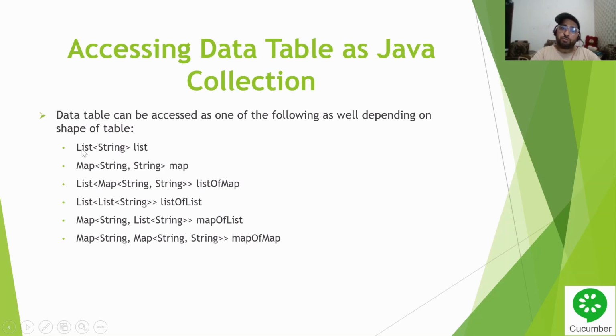So for example, instead of using data table object, we can simply use list of string as well, and we can directly use map of string comma string as well, and then we can use list of map of string comma string as well. Likewise, there are two more forms, but we'll be focusing on the initial four types of cases, right?